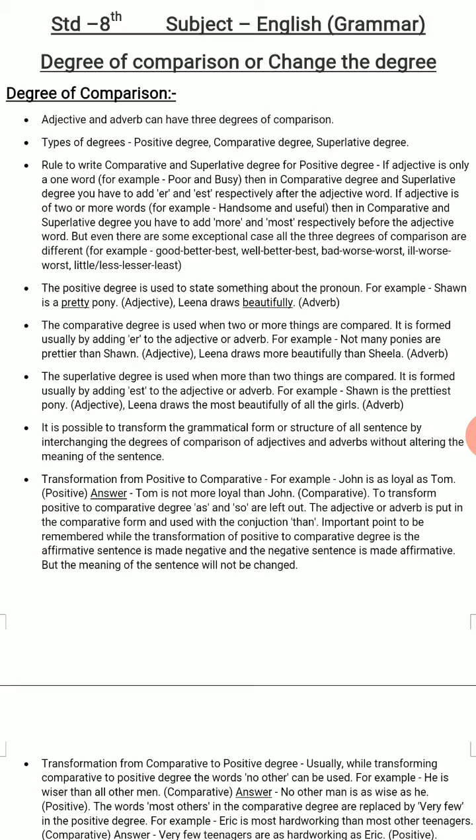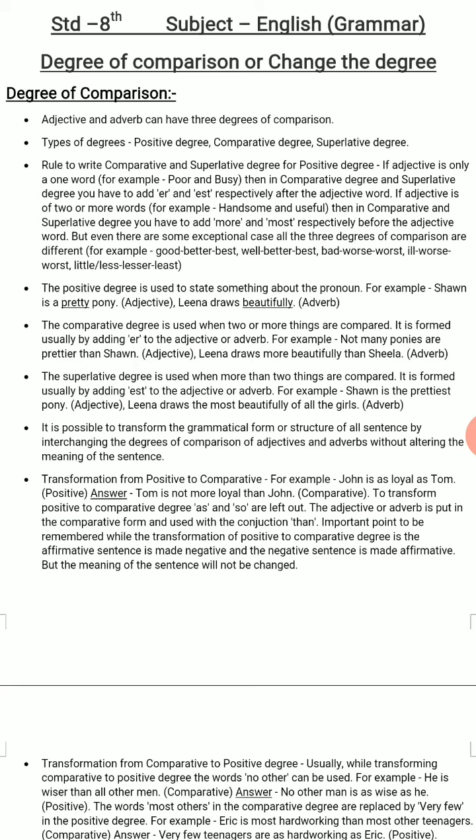Next point, students. The positive degree is used to state something about the pronoun. So the positive degree is always describing something about the pronoun. For example, Sean is a pretty pony. Pretty is a positive degree over here, and this sentence is in adjective form. Second one, Lena draws beautifully. Beautifully is the positive degree over here, and adverb is the form of the sentence. This is simple. Let's go for the second point.